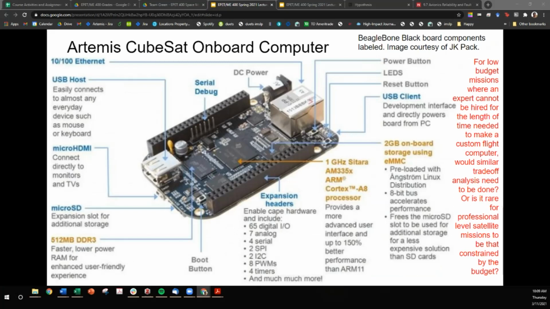And then here is the Artemis CubeSat onboard computer, where we have all of these components laid out. You'll see that there's an Ethernet connection, a USB connection, micro HDMI. Our memory is a micro SD. We've got DDR3 RAM. We've got this expansion header with a bunch of these I/O interfaces that you can use. So yeah, this is what we're choosing to use.